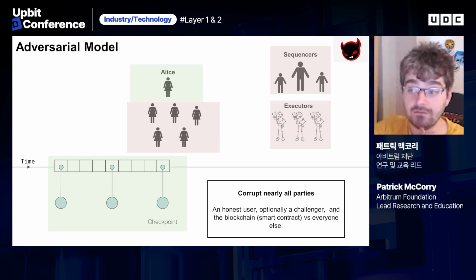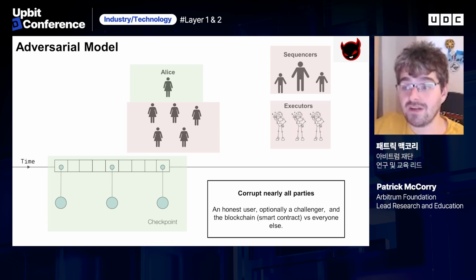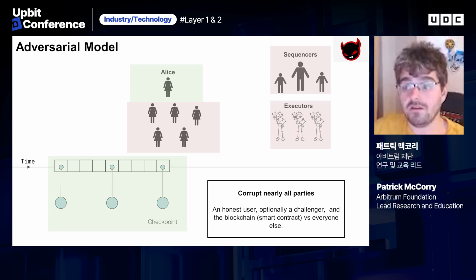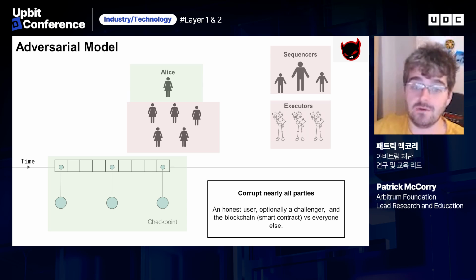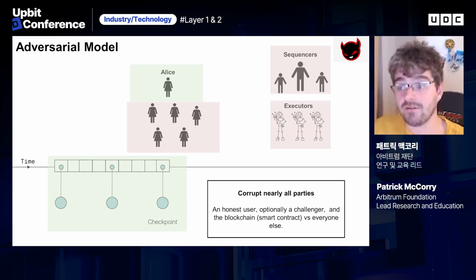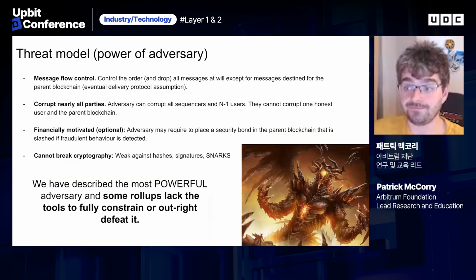They can corrupt all the sequencers, all the executors, every other customer on the system. We just assume that the smart contract that lives on Ethereum, that bridge, is secure and honest. And we assume there's one honest party out there that can step up to protect the system. This could be Alice herself. And that's amazing. One honest party, anyone on the internet, can protect the integrity of this off-chain system.